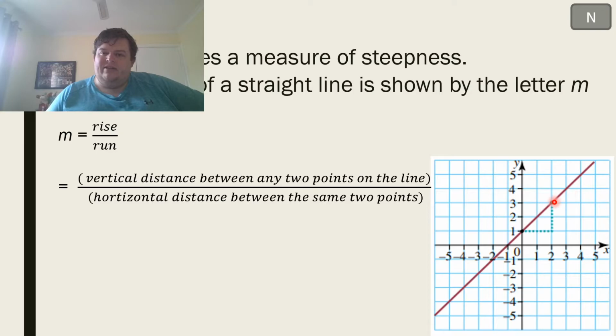Between those 2 points, if it's going from 1 to 3, that is a vertical increase of 2, right? Whereas the run is going from 0 to 2, which is also an increase of 2, meaning that the gradient in this case is 2 divided by 2, which is 1.